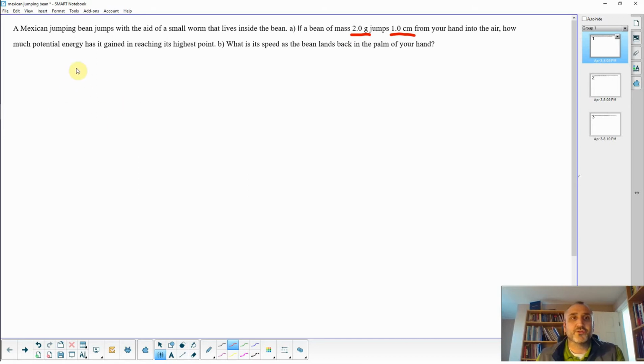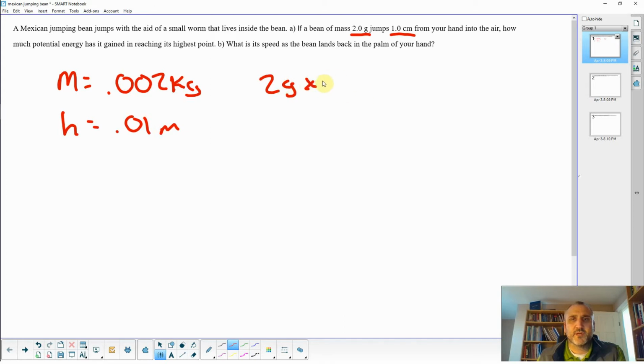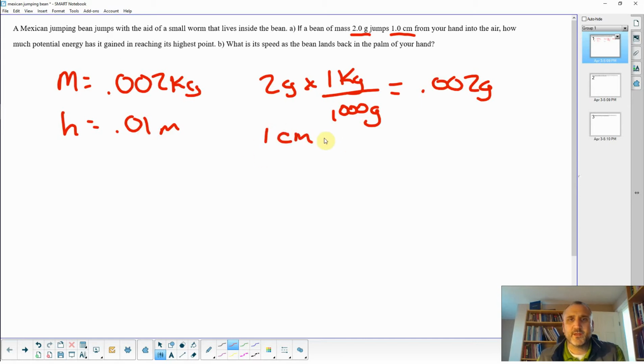You should have ended up with the mass of this thing being 0.002 kilograms, and the height is now 0.01 meters. Again, this is 2 grams times 1 kilogram over 1,000 grams, and that will equal 0.002 kilograms. And the meters is going to be 1 centimeter times 1 meter over 100 centimeters. Centimeters cancel out, and you're left with an answer of 0.01 meters. So that's the big important piece.